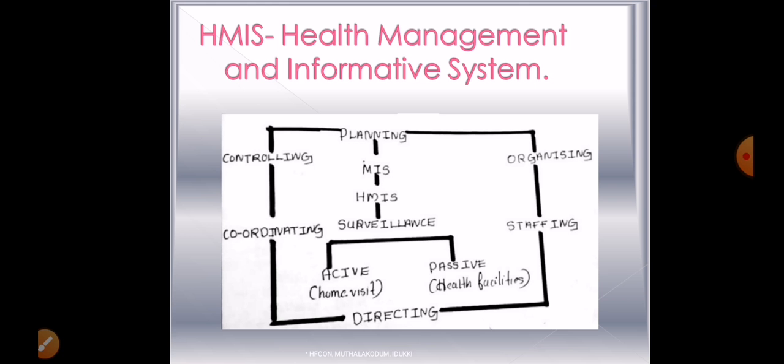Passive is the clinical cases, where all the cases come into the hospital. From the health facilities, they take up how many fever cases came, how many tuberculosis cases have been reported. So these two clubbed together will give the total surveillance report, which can be entered into the health system.